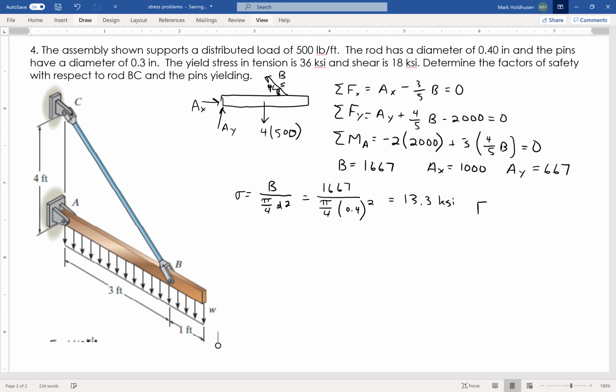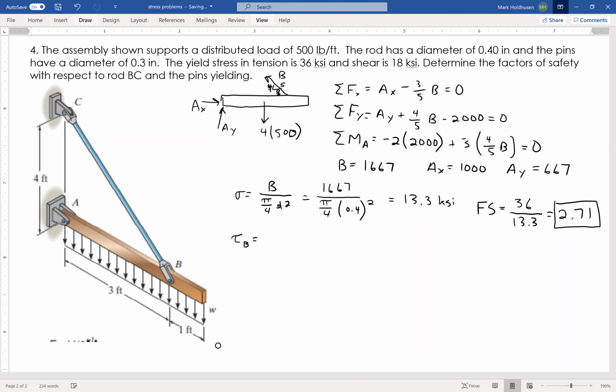So my factor of safety when it comes to this then becomes that 36, which is the allowable stress, divided by what my actual stress is, which means 2.71, right? So basically the allowable stress is 2.71 times higher than the actual stress. So that's how we do factor of safety, it's just the ratio of the allowable over the actual. So we're finding all of the actuals, and we're going to then divide the allowable by those.